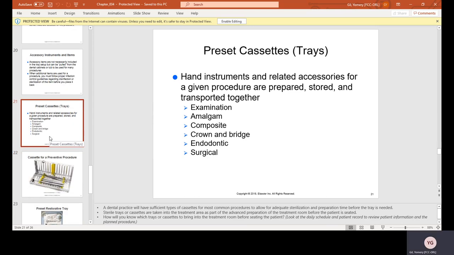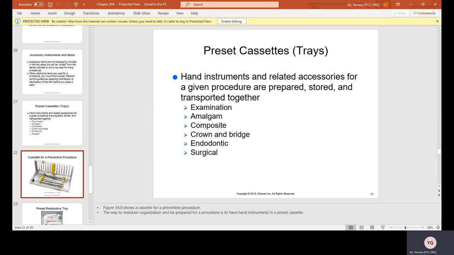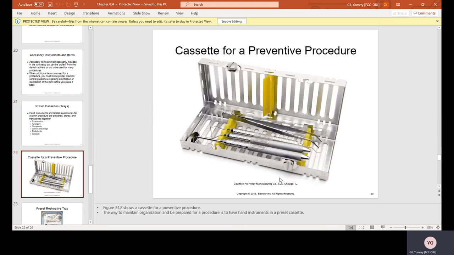Preset cassette trays. Hand instruments and related accessories for a given procedure are prepared, stored, and transported together. It can be a setup for an examination, a setup for amalgam or composite, crown and bridge, endodontic, which is for root canals, or surgical for extractions. This is a picture of a cassette.